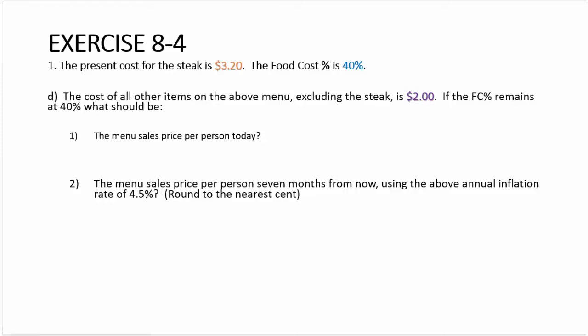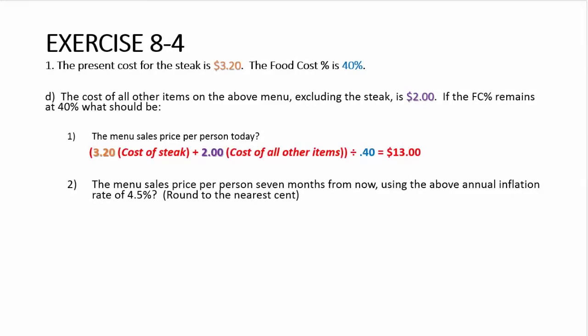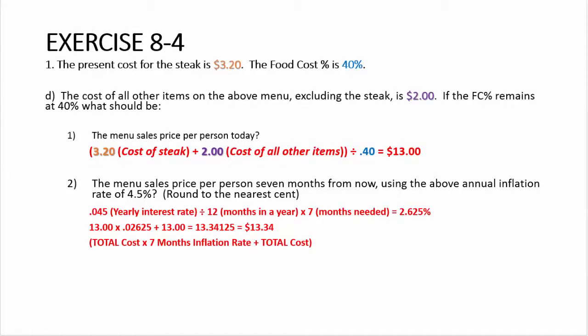What we need to do is calculate the selling price using the cost of everything else plus the cost of the steak. That's going to give us the entire cost of that menu we saw at the top. So again, there's the cost of the steak plus the cost of all the other items, and it's in brackets because we need to get the value of this first, and then we're going to divide it by the 40% food cost. $3.20 plus $2 is $5.20 divided by a 40% food cost. We see that we would sell that entire menu for $13.